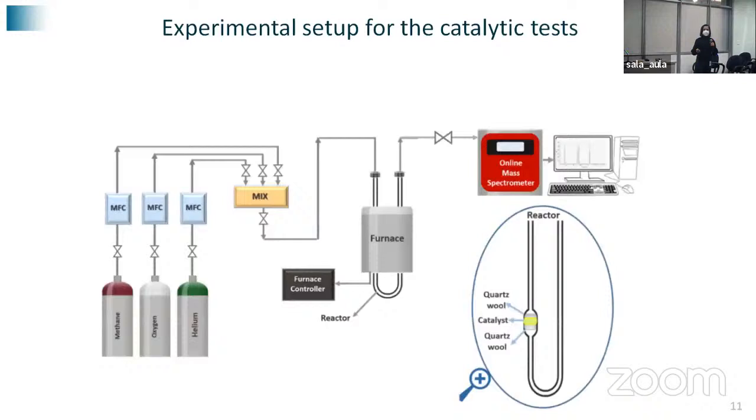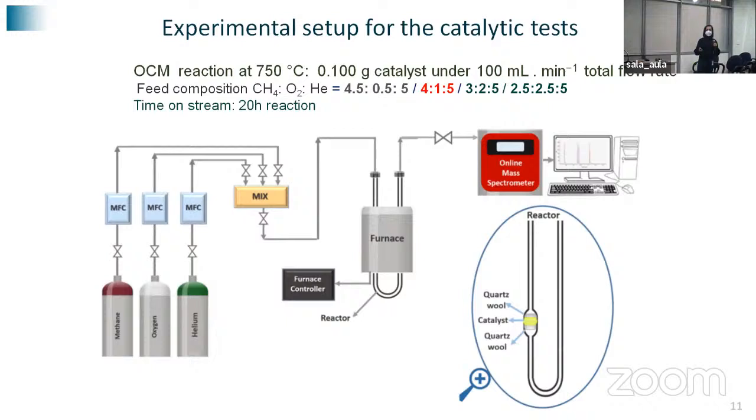And why is this important? We prepared all these catalysts, we tuned them, we got different properties. The important thing is our main goal, to test them. So this is our experimental setup to test the OCM reaction. We use methane and oxygen as reactants diluted in helium. These gases are mixed and passed through the reactor at 750 degrees. All the products and subproducts are analyzed by an online mass spectrometer. It is also important to point out that we ran 20 hours of time on stream.